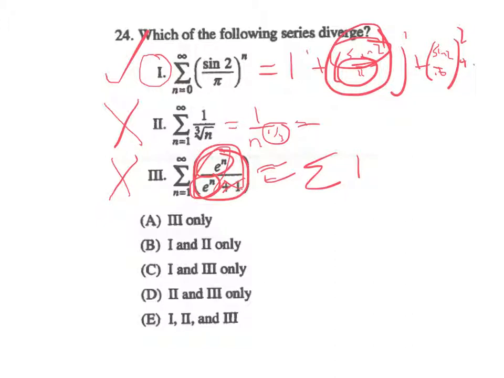So, which of these diverge? Well, it looks like 2 and 3. So that should be D. And is it D? Yes, it is.